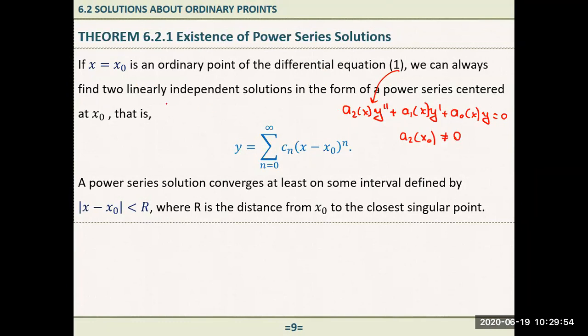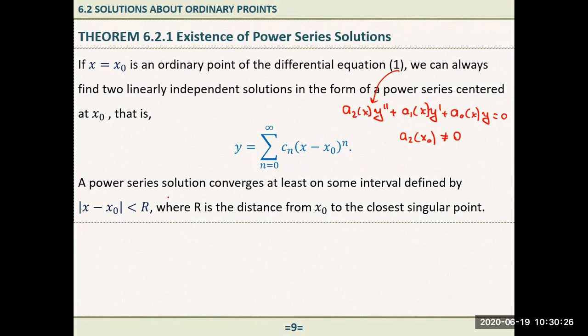Then we can always find two linearly independent solutions in the form of a power series centered at x sub 0. The first solution is y equals the sum from n equals 0 to positive infinity of c sub n times x minus x sub 0 to the power n. And in a similar way, we can find another solution so that the linear combinations of y sub 1 and y sub 2 give us the general power series solution of the given differential equation.